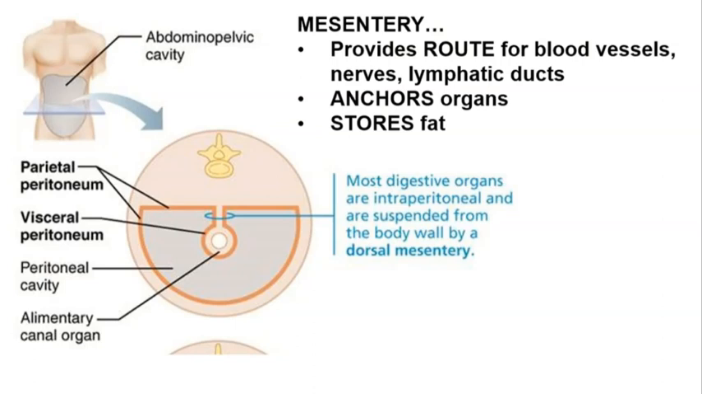Many digestive organs are anchored to the dorsal or the posterior part of the body wall by a structure that's called the dorsal mesentery. The mesentery is a structure created by the fused layers of the peritoneum. It extends from the body wall to the digestive organs, and it functions to anchor the organs, provide a route for blood vessels, nerves, and lymphatic vessels, and it also stores fat, which can be used as an energy source by the body.